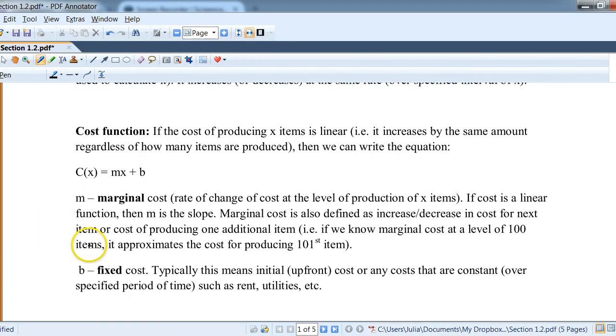Now, b is the fixed cost. This term may be familiar to you. Basically, it's the cost that remains constant either over a period of time, or a lot of times we're going to be thinking of it as the initial cost, sort of like the y-intercept of the line.